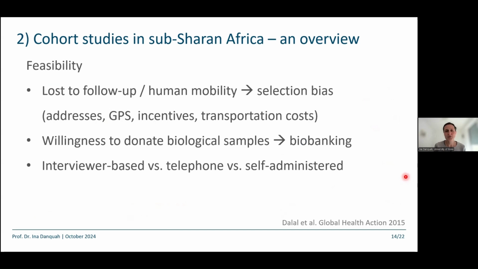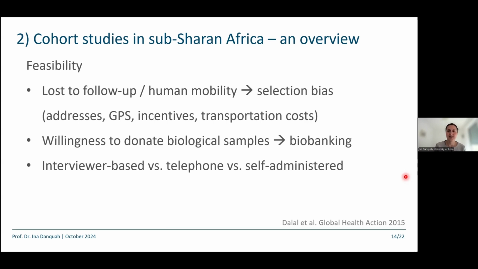So the issue with cohort studies and their establishment in sub-Saharan Africa, just as in many other places of the world, is the loss to follow-up, which will create selection bias, obviously. So we will not know, are these individuals who are not included in the project anymore, who did not come for the follow-up examinations, why did they not come? Is this maybe due to their exposure? And that creates obviously a big bias in the analysis of the data.